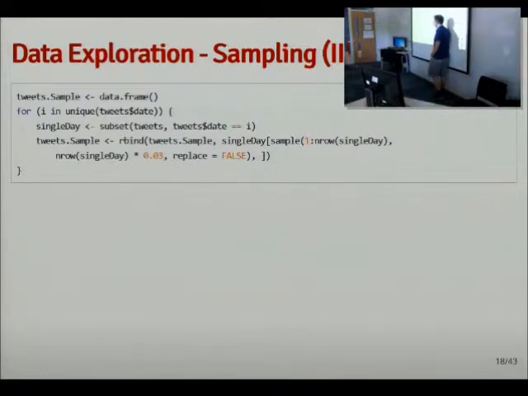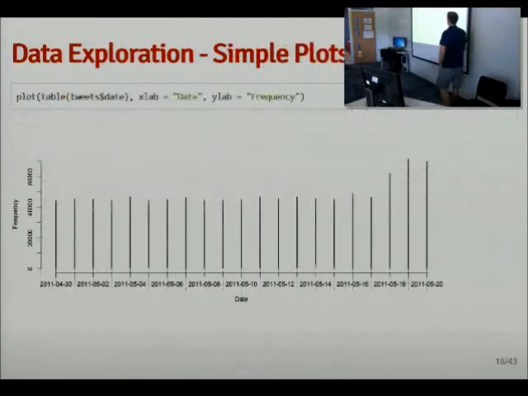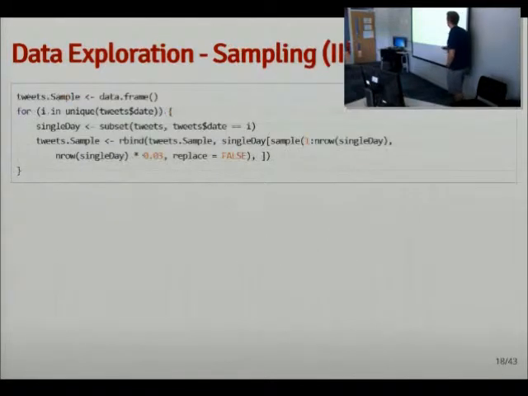What we want to do instead is have something reflective of the data, so we want to get the same percentage of tweets each day. Where we saw a higher number of tweets here, what we want is something that looks like that but with a subsample. This bit of code will go through each day and append 3% of those tweets from that day to a new sample data set.